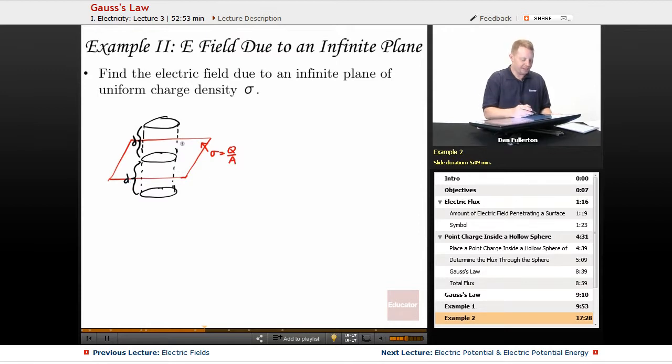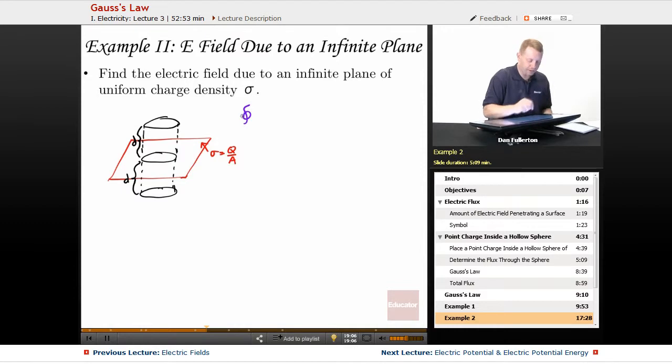So by symmetry, the electric field at all points on the cylinder must point perpendicular to the plane through the caps of the cylinder. And on the sides, it should be pretty easy to see by symmetry, everything's going to cancel out. So we're only going to end up having to worry about these caps on our cylinder. But let's go through that step by step.